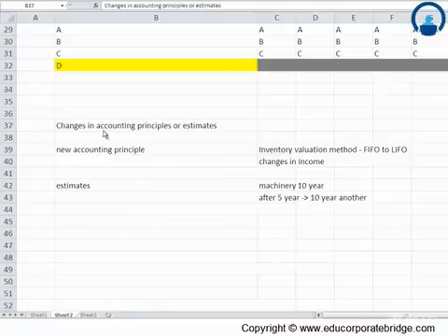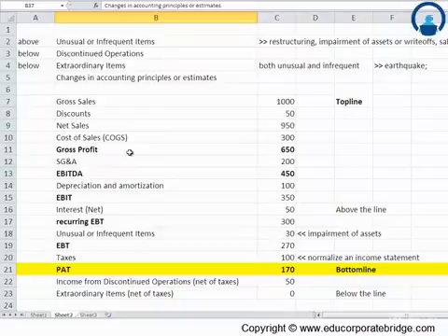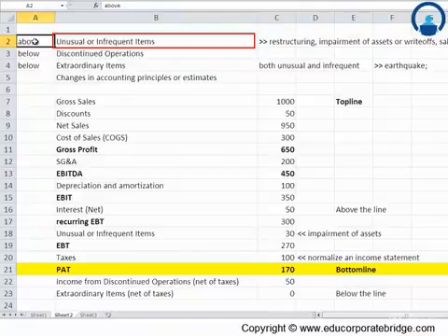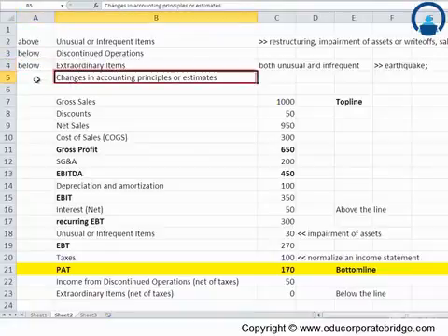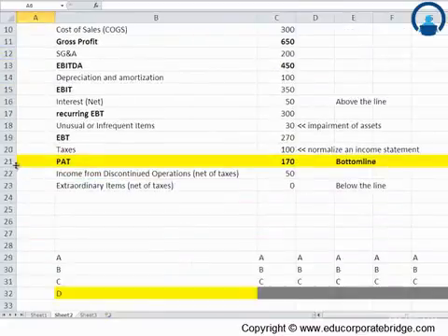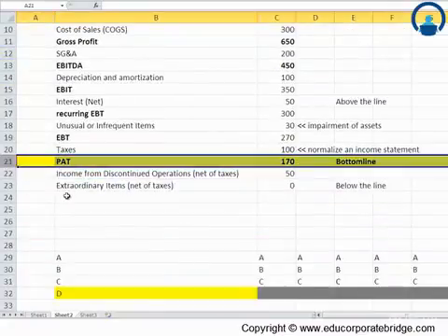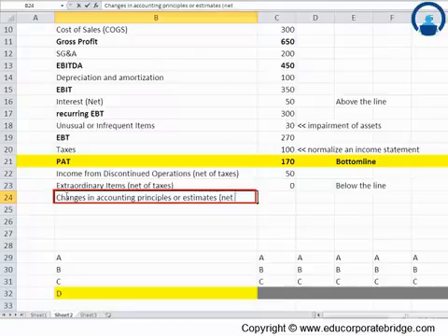Let us now see how changes in accounting principles or estimates are reflected in the income statement. We have earlier noted that the unusual or infrequent items were considered above the line, discontinued operations were below the line, extraordinary items were below the line, and changes in accounting principles or estimates are also below the line. So the line which we are obviously talking about is the profit after tax.